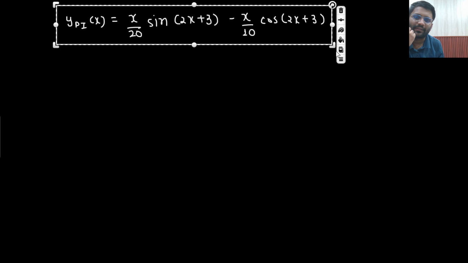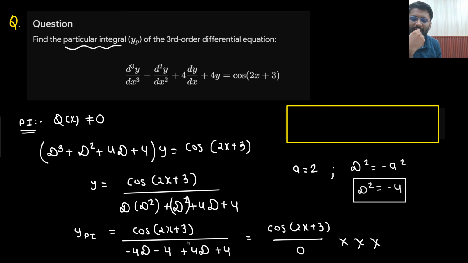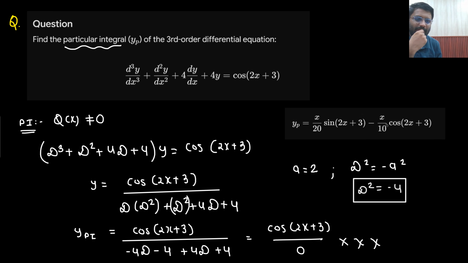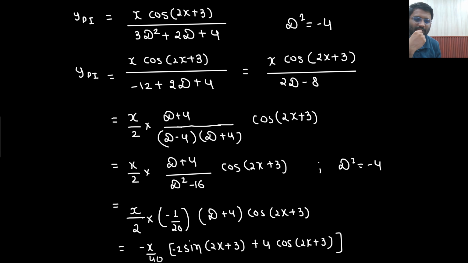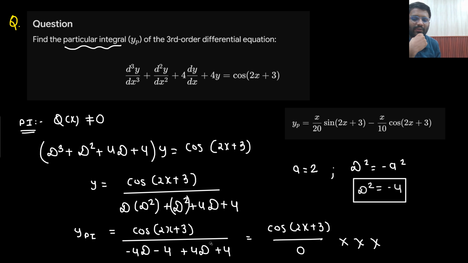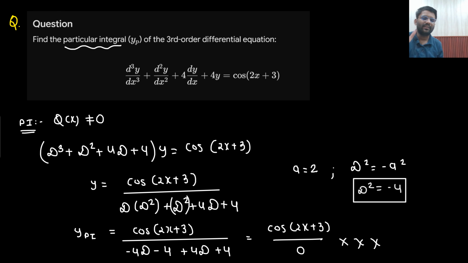That's the answer that we are getting. x by 20 minus x by 10 sine cos. Yeah, that's the answer. So here there is nothing actually. It only feels lengthy. There is nothing difficult here.